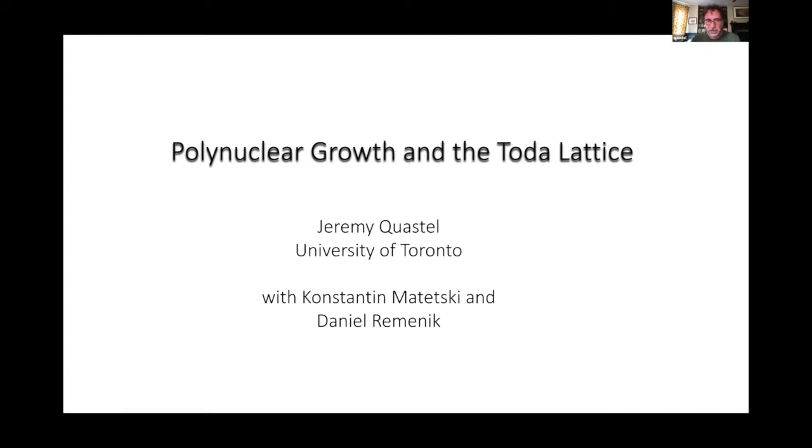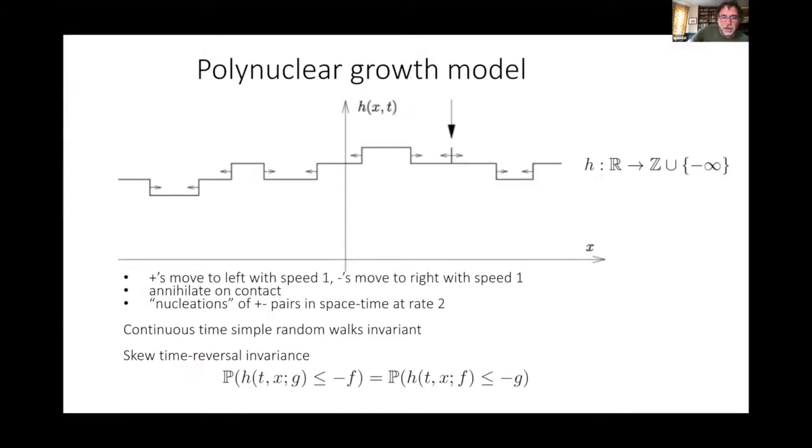So let me start by explaining to you what polynuclear growth is. And I hope people ask questions. I'm not assuming that everybody knows. So polynuclear growth is a growth model.